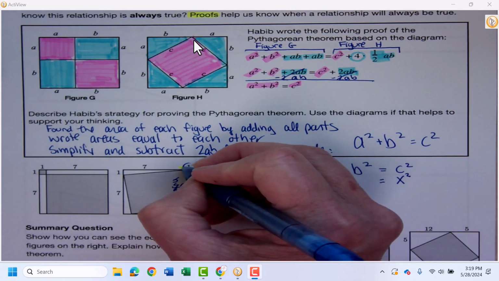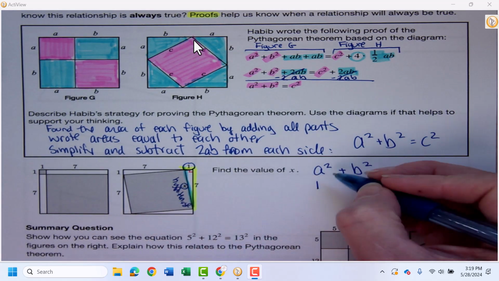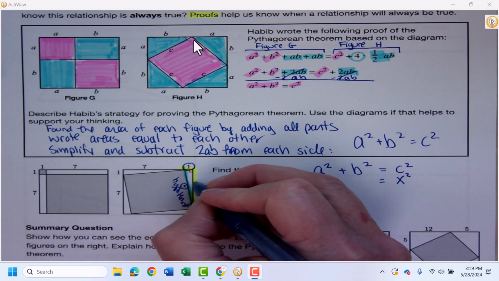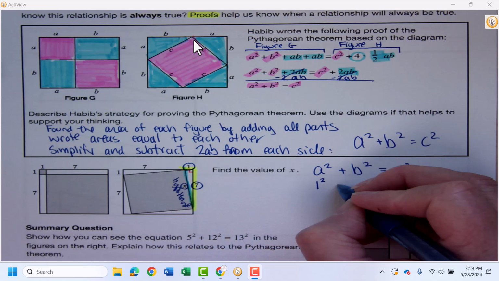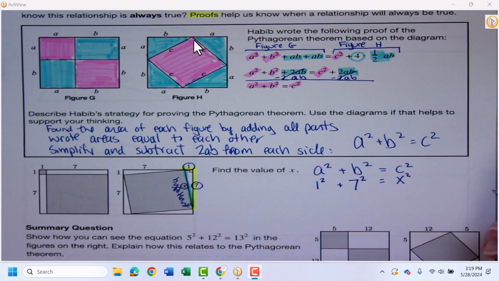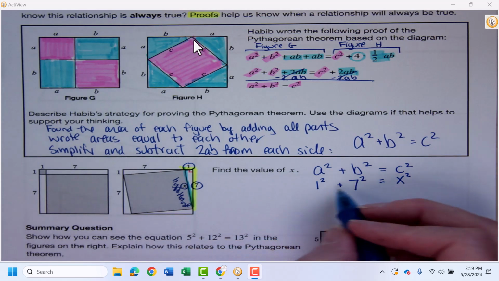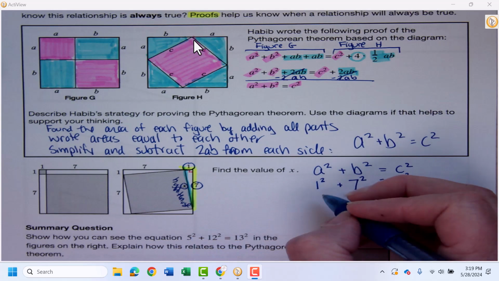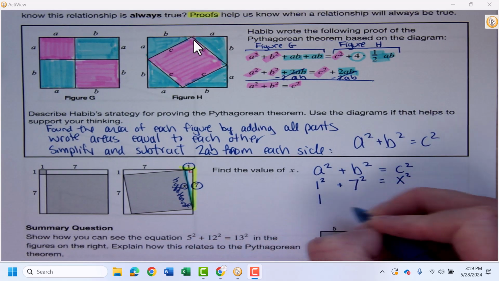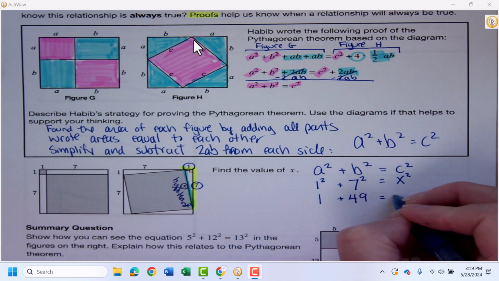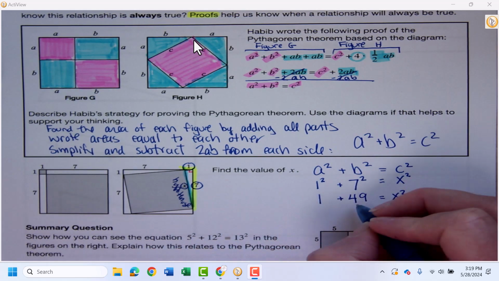So I'm going to call this one A. And the formula says I need to square that. I'm going to call this one B in my triangle. So B is 7, and I have to square that. And let me simplify this now. I'm going to follow the order of operations, doing exponents first. 1 squared is 1. 7 squared is 49. So 1 plus 49 is 50.